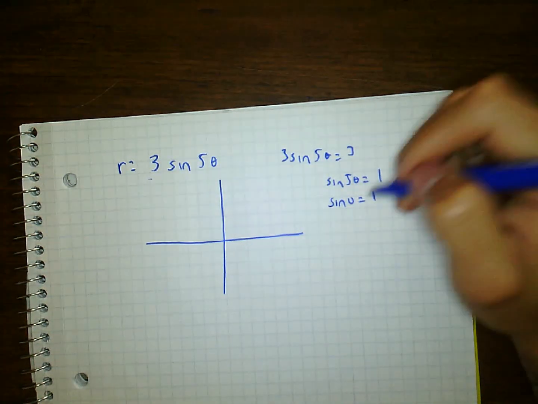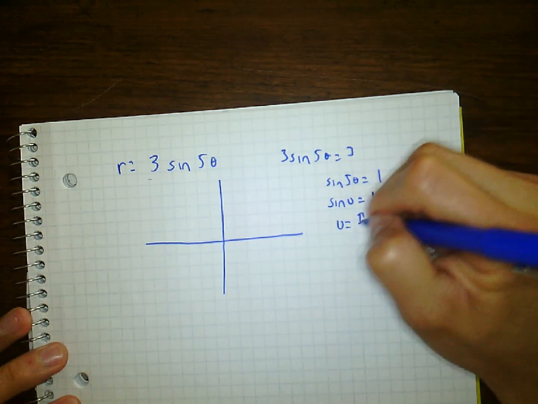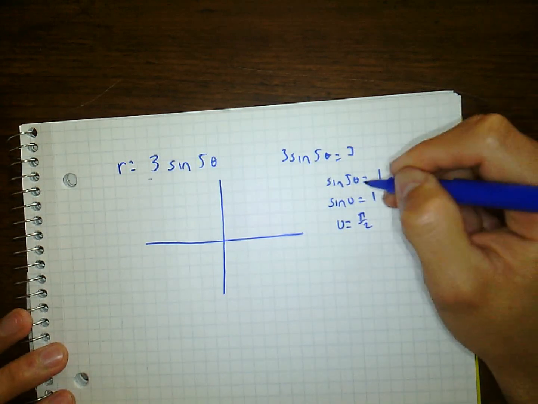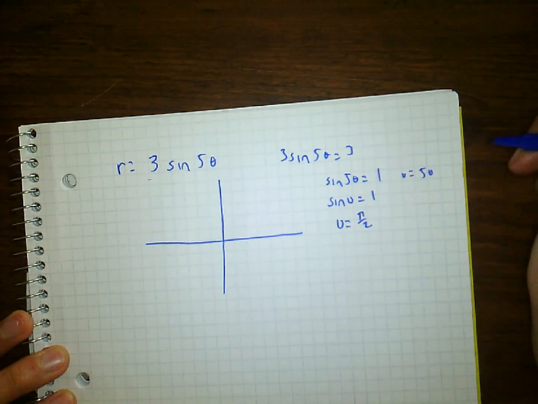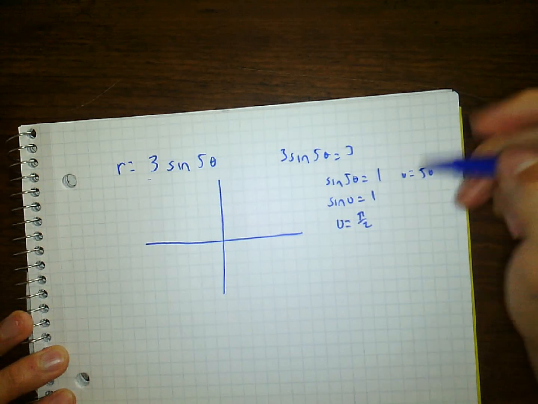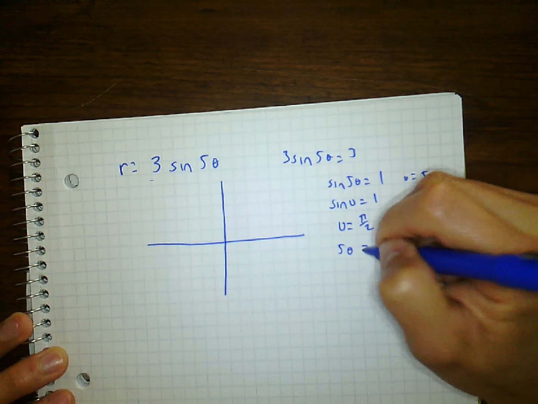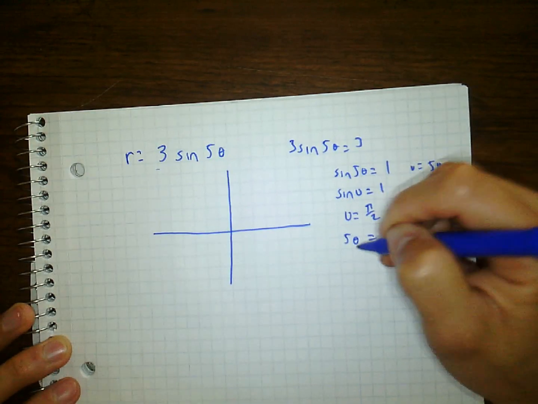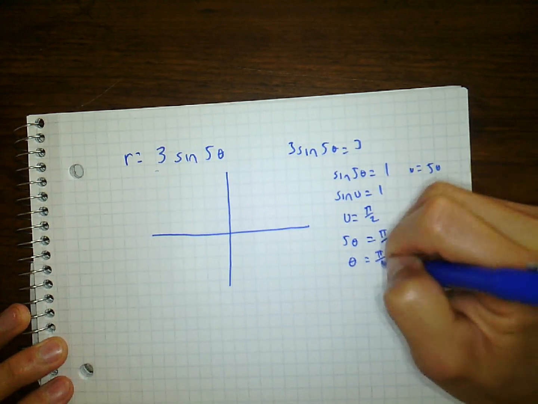So now you just ask yourself, where on the unit circle is sine equal to 1? Well, sine is equal to 1 at pi over 2. Now, if you wanted to solve for every single one of them, when you do a multiple angle, you add 2 pi n, but for our purposes, it's not necessary. So I want to go back and substitute that in for u. So 5 theta equals pi over 2. Now I'm going to solve for theta. I'm going to divide by 5, which gives me pi over 10.